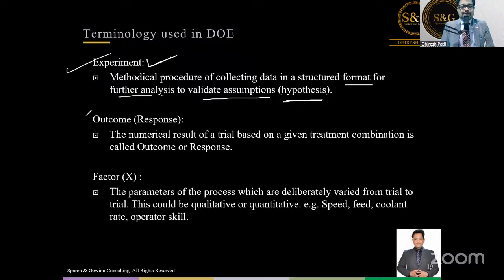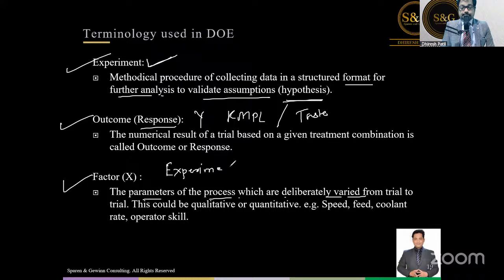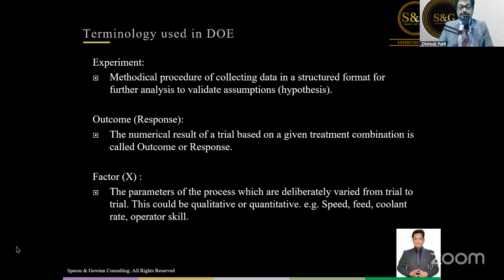Then outcome is the response, which is the Y. Like KMPL is the outcome. Like the taste of the tea is the outcome. Are you understanding? Yes. Then factors are the parameters of the process which are deliberately varied. This is also called experimental factors. I will explain that. But factors mean all the factors which are basically impacting your experiment. These are called factors, okay?